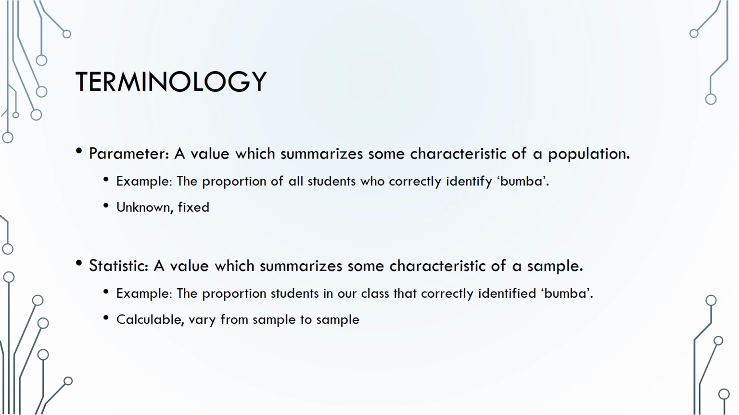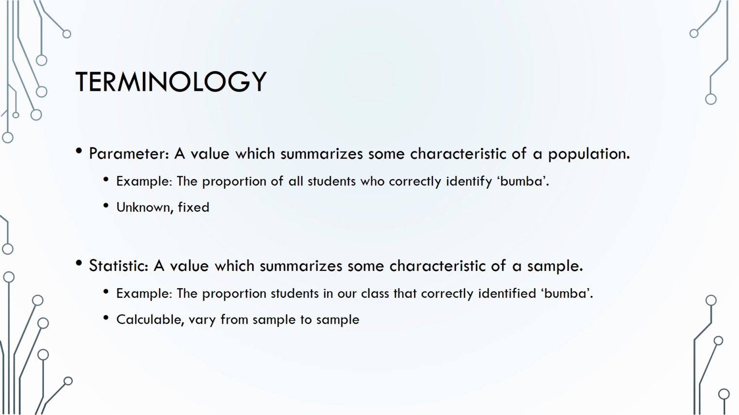Some key points. Parameters are typically unknown. We don't have data from all students, so we don't know the proportion of all students who will correctly identify Bumba. But parameters are fixed. They don't change. It holds for an entire population.